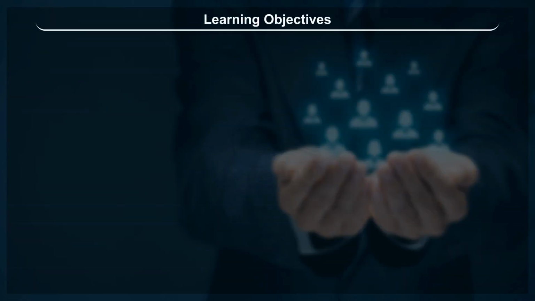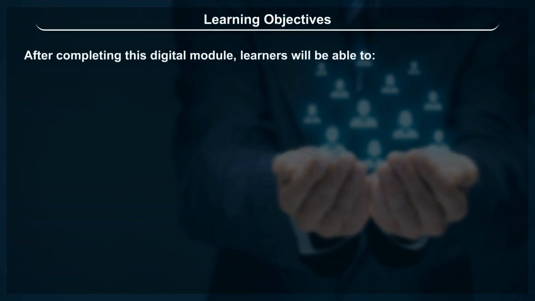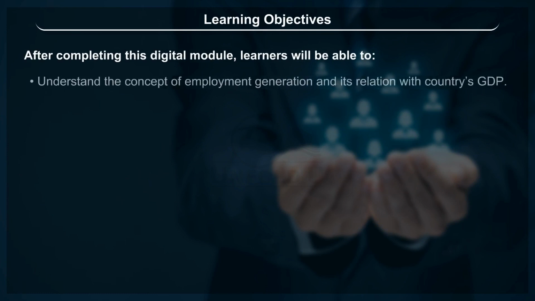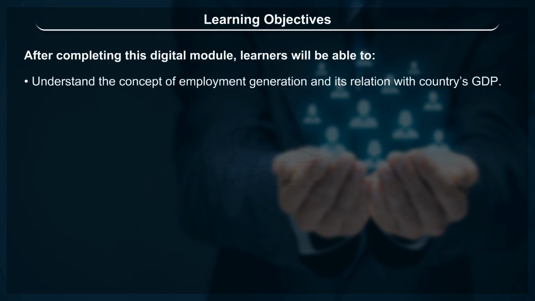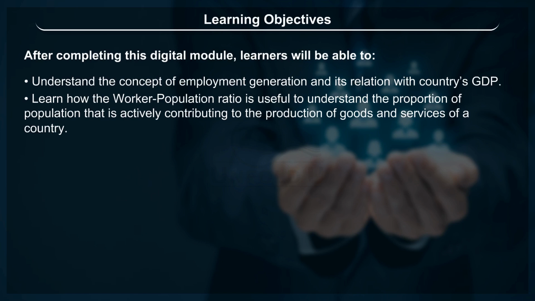Learning objectives. After completing this digital module, learners will be able to understand the concept of employment generation and its relation with the country's GDP. Learn how the worker-population ratio is useful to understand the proportion of population that is actively contributing to the production of goods and services of a country.